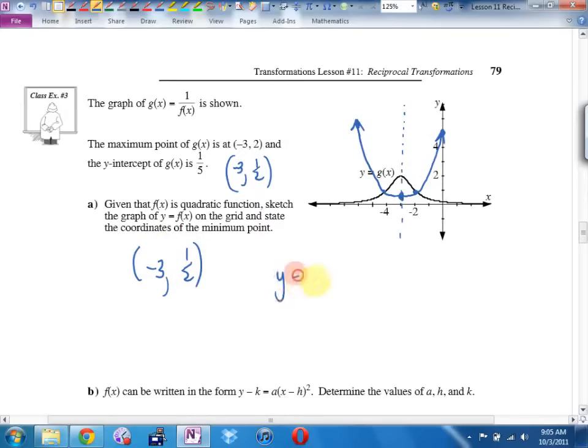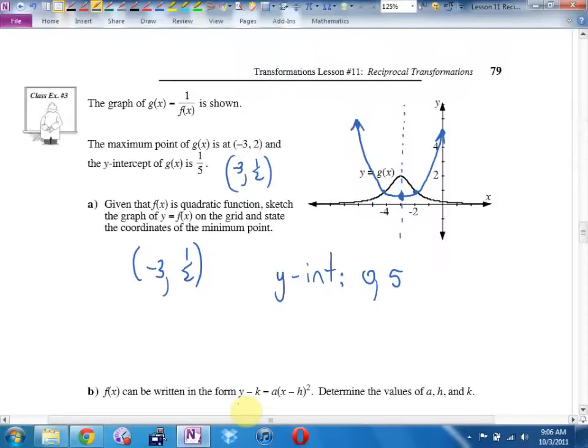0, 5. If my reciprocal has an intercept of 1 fifth, my original must have been 5 high. B says you can write this as a parabola, and we can, but that's Math 11. I'm not going to freak out and I'm not going to bother. I always save this question. This is a good review of the reciprocal transformation for you guys.